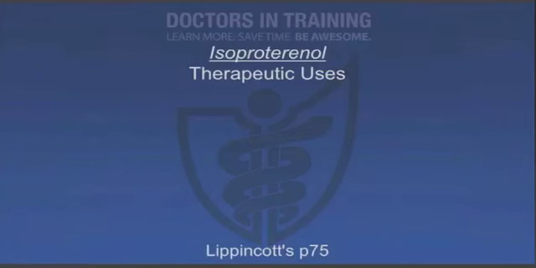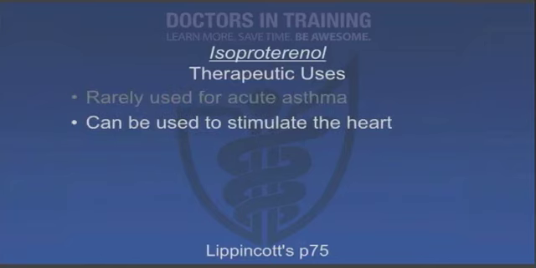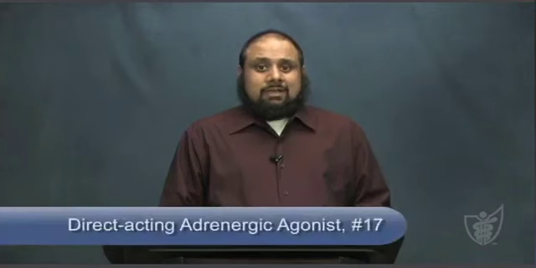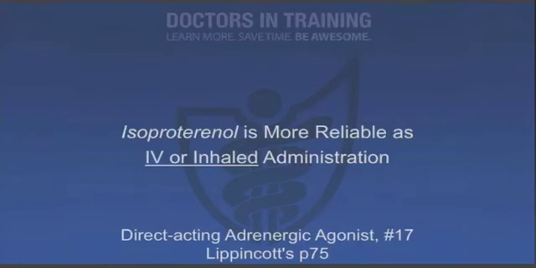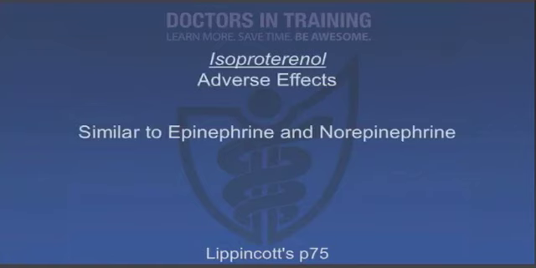Isoproterenol has some important therapeutic uses. It's rarely used nowadays for acute asthma. Really rarely used because we've got better drugs out there now. It can be used in the emergent situation to stimulate the heart. In terms of pharmacokinetics, it's stable to MAO, so you can use it orally, but it's definitely more reliable as an IV drug or as an inhaled aerosol. And isoproterenol, again, has some very similar adverse effects to epinephrine and norepinephrine. Not going to go through those again.